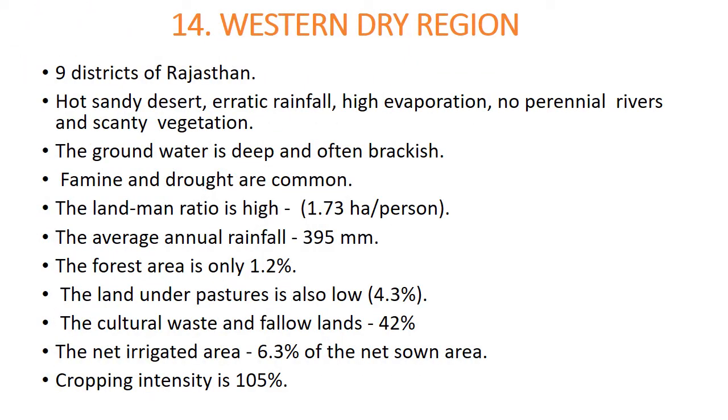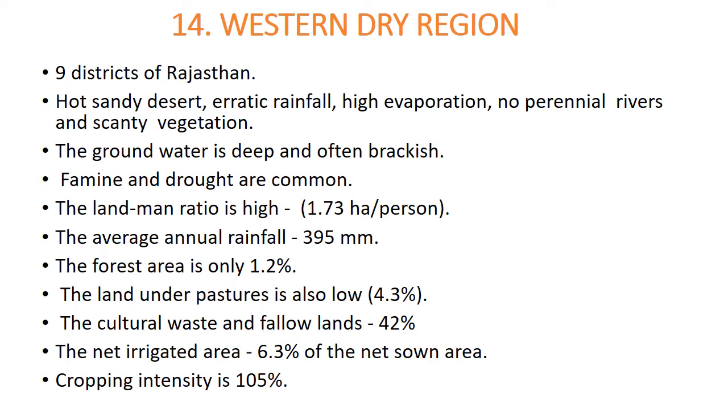Next, Western Dry Region. It consists of 9 districts of Rajasthan. Soils are hot, sandy desert, with erratic rainfall and high evaporation, no perennial rivers and scanty vegetation. The groundwater is deep and often brackish. Famine and drought are very common. The land and man ratio is very high, that is 1.73 hectares per person. The annual rainfall is 395 mm. Forest area is only 1.2%.